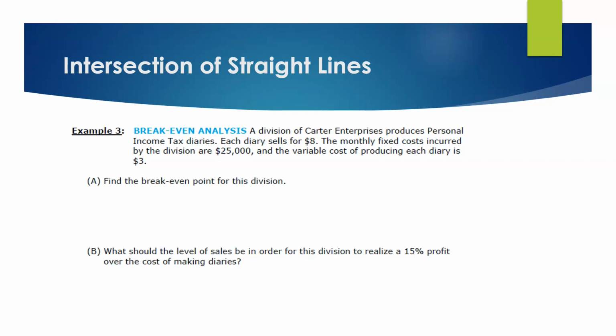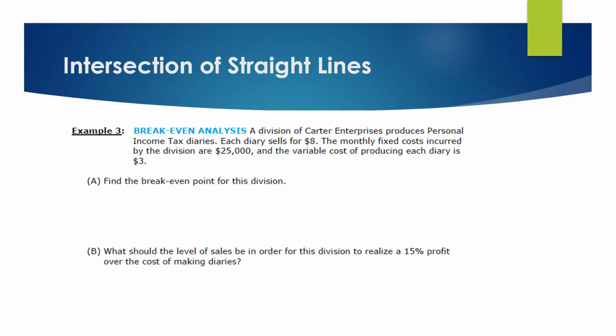So in this example, you're asked to find and work around a break-even point and deal with profit. A division of Carter Enterprises produces personal income tax diaries. Each diary sells for $8. The monthly fixed costs incurred by the division are $25,000, and the variable cost of producing each diary is $3. First, you're asked to find the break-even point for this division, and then what level of sales would be needed to realize a 15% profit over the cost of making the diaries.